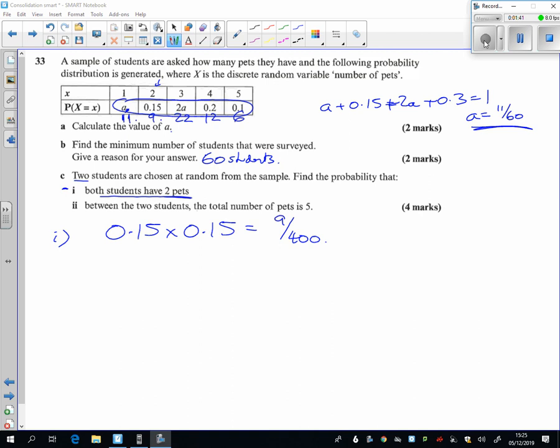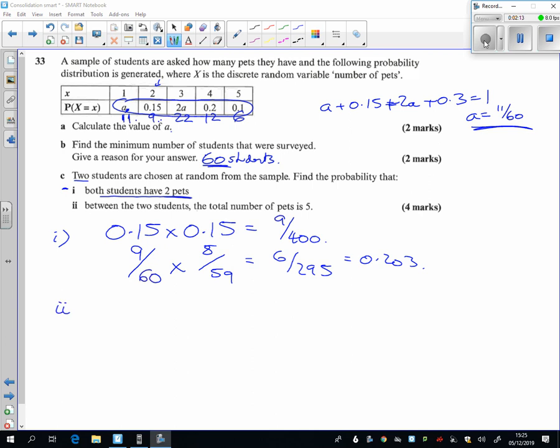Now, I have an issue with that because I think if you've already said that there's only 60 students here, what we should really be doing is, well, the first student, you've got a 9 out of 60 chance of having 2 pets. And the second student, well, there's only 59 students left now, and 8 of them have got 2. So my answer for that one would actually be 6 over 295, which is 0.203. You can choose.